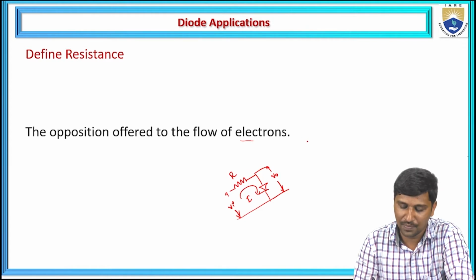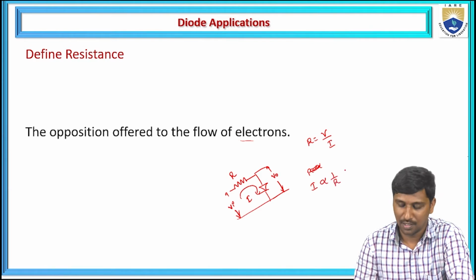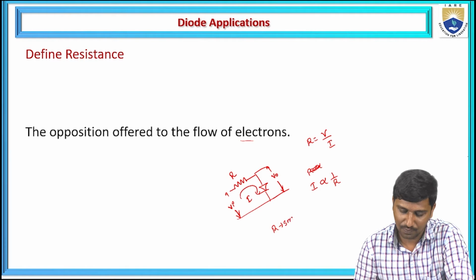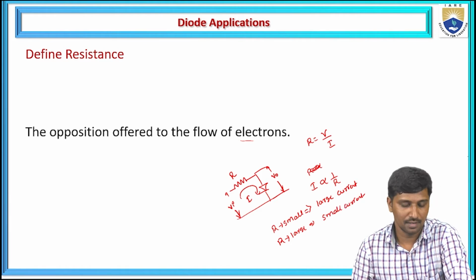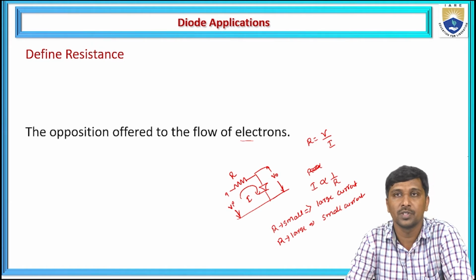As per Ohm's law, R is defined as the ratio of voltage to current. From this we can write that I is inversely proportional to resistance. If the resistance is small, the circuit offers very large current. If the resistance is large, the circuit offers very small current. That is the reason this resistance can be used to oppose the flow of charge or flow of electrons.